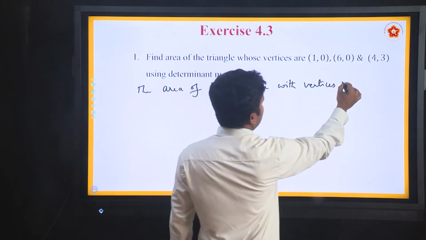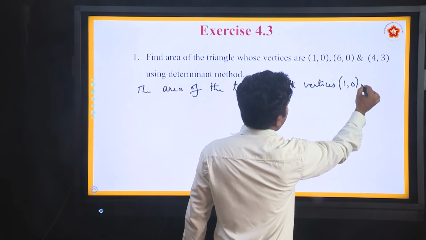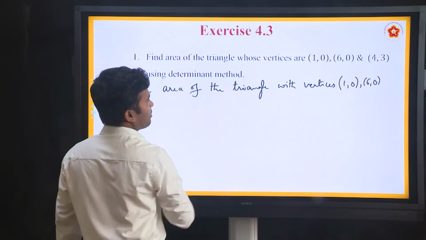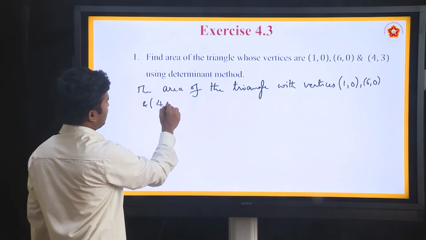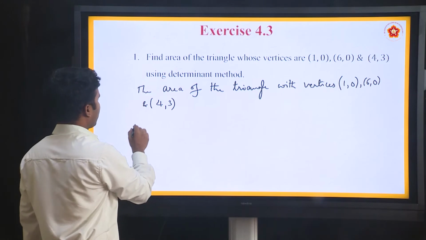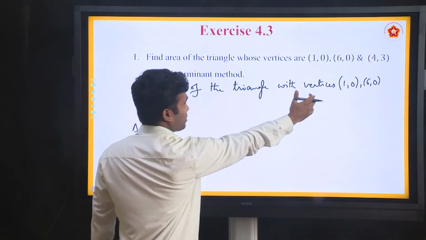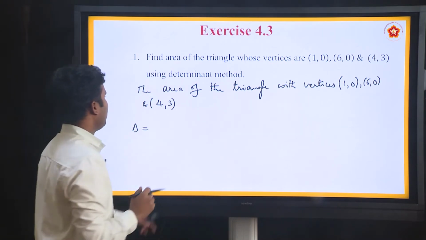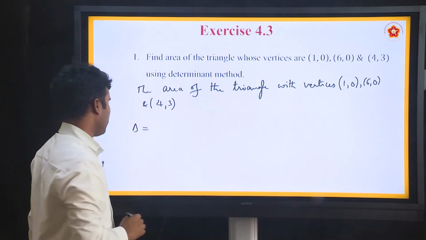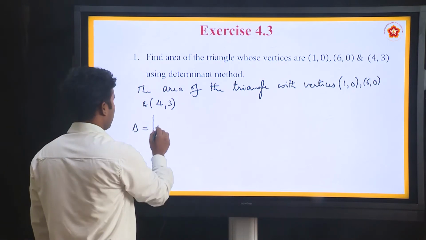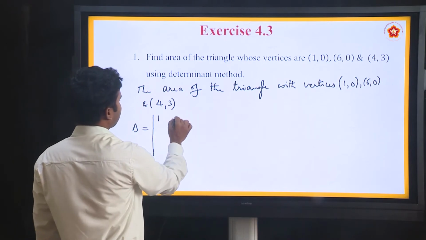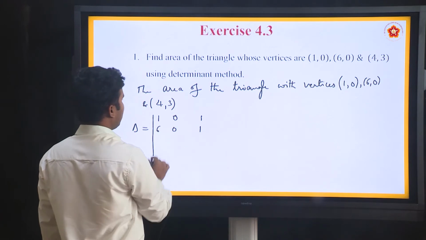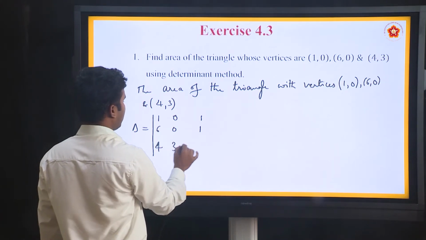What are the vertices here? 1, 0; 6, 0; and 4, 3. Okay. With this we are going to write the formula. Here you can take x1, y1 as 1, 0, x2, y2 as 6, 0, and here 4, 3 as x3, y3. So, it is given by the determinant with rows 1 0 1, 6 0 1 and 4 3 1.